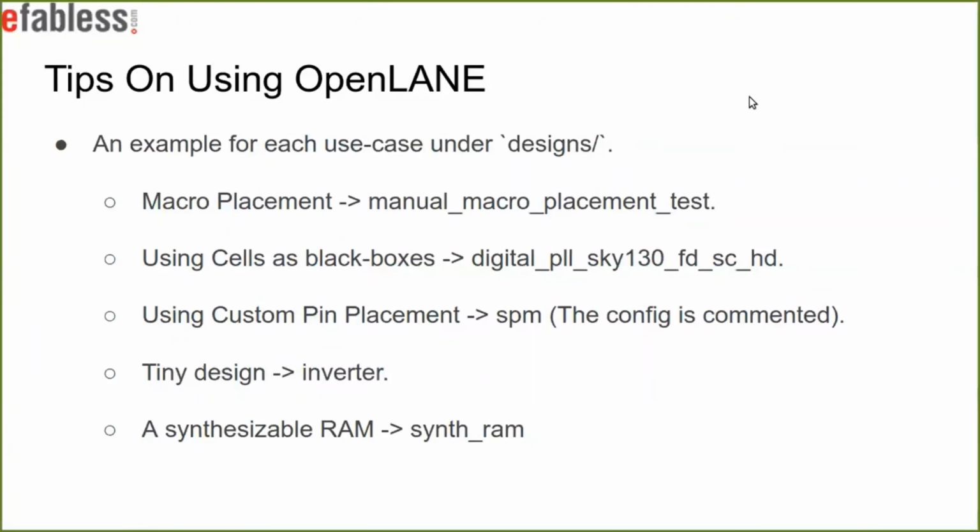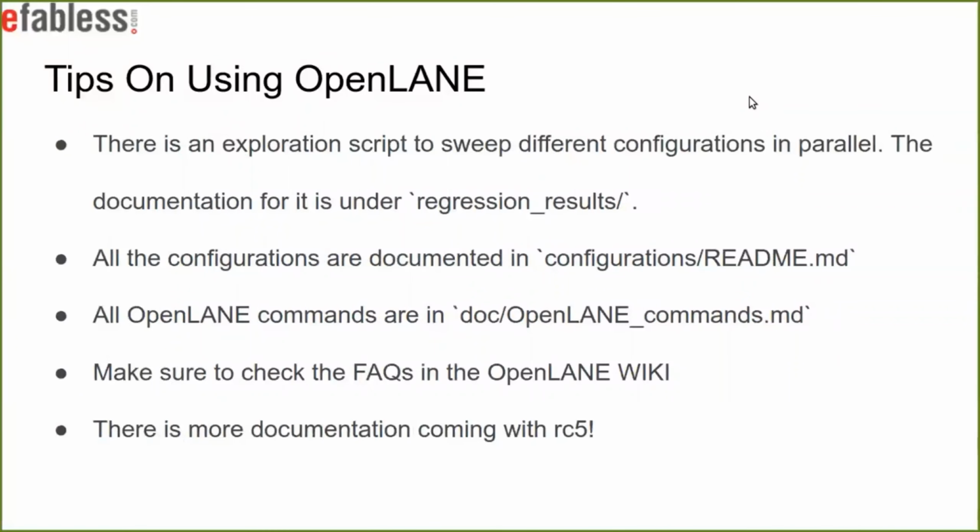There is an example tiny design under inverter, which consists of a single cell, and there is a synthesizable RAM in synth RAM. There is an exploration script that is able to sweep different configurations at the same time. You can find detailed documentation for this under regression results readme.md. You can find the documentation for all configurations under configurations readme.md. All OpenLane commands are documented in doc openlanecommands.md. And also make sure to check the FAQs in the OpenLane wiki. You will find a lot of useful tricks there.